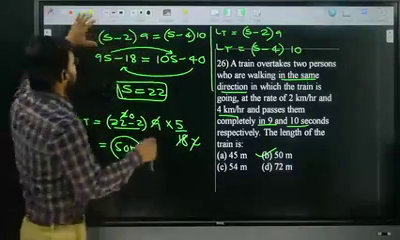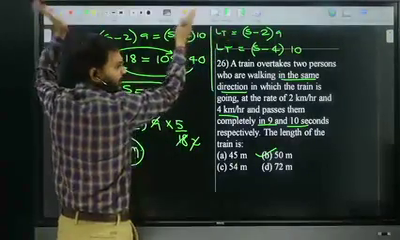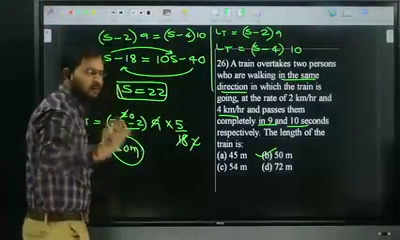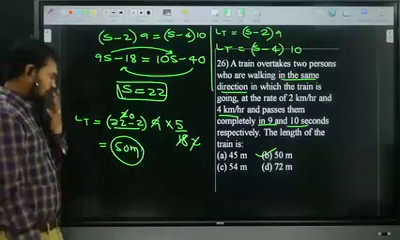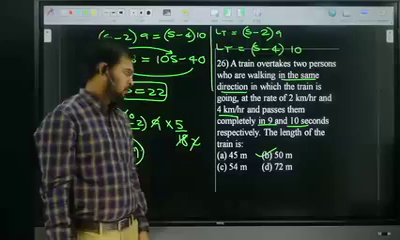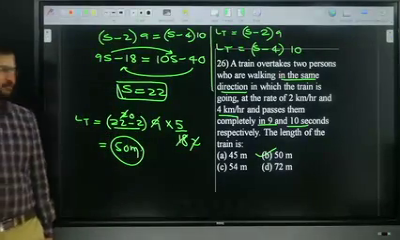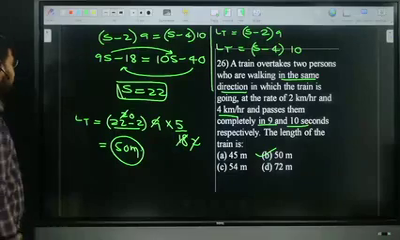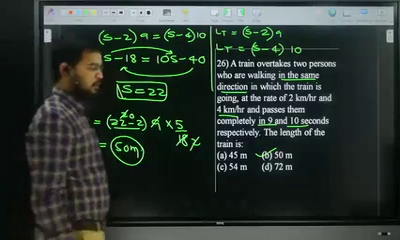In the previous case, LHS side unit conversion and RHS side unit conversion automatically get cancelled. All of you understood? So the length of the train is equal to what? So 50 meters. Just make a note.